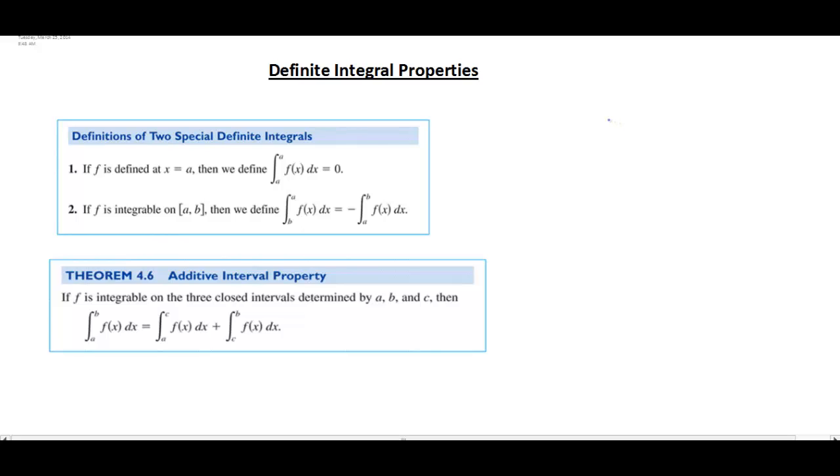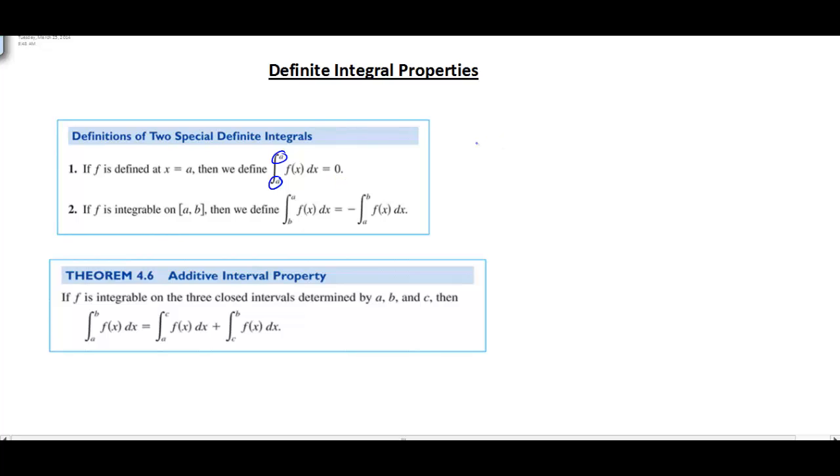In this video, we're going to look at a couple of properties dealing with your definite integrals. And the first one we want to look at says that if you have a function f defined at x equals a, then if we look at the integral going from a to a for your function f of x dx, we're having the same lower limit and upper limit here, then I think it should be obvious that your integral is going to be 0.